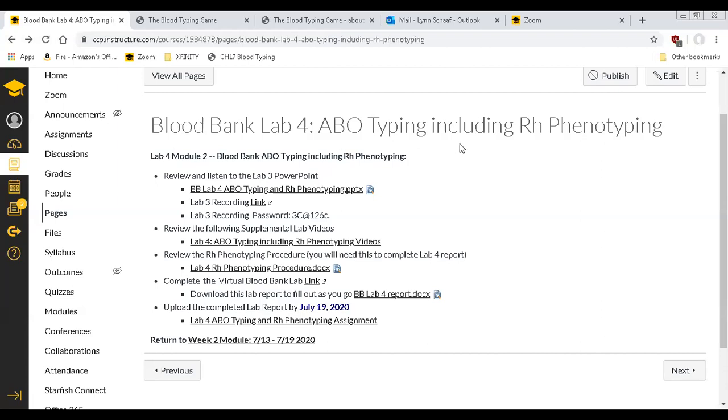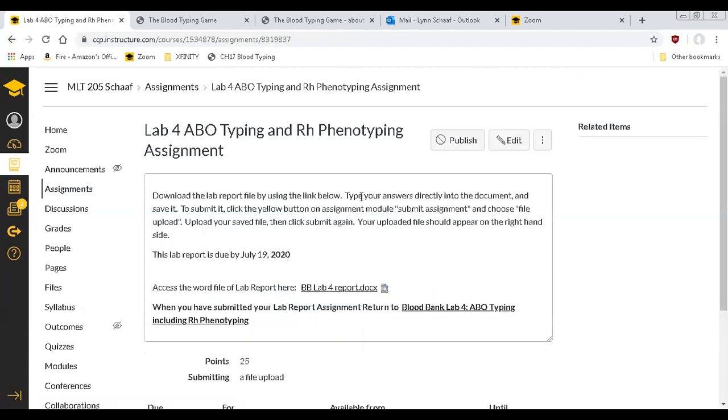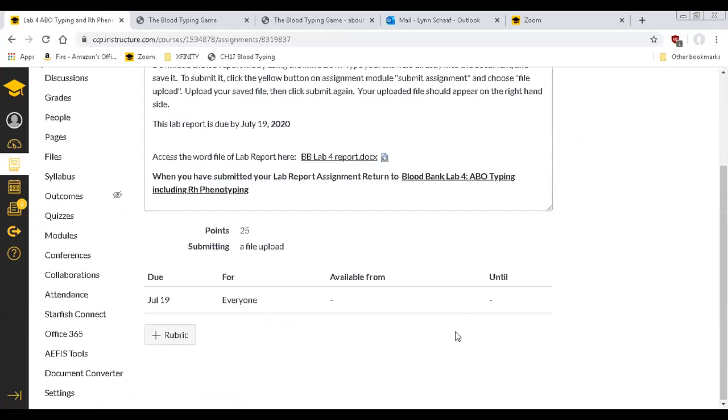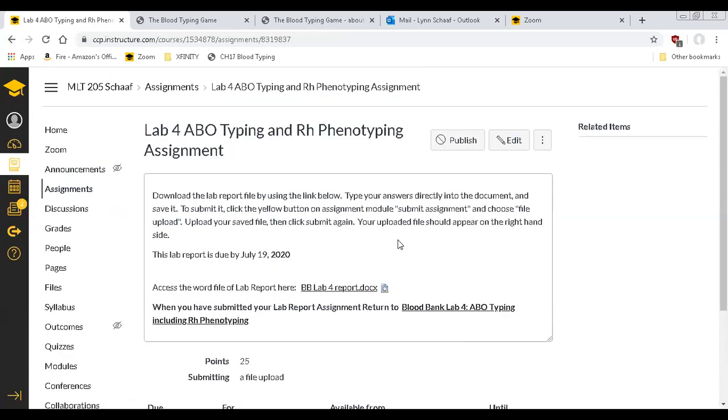So when you go back to your lab 4 module here, you can see you would have downloaded your report here by clicking on the link, typed it as you go when you play the game, and saved all your answers. Then when you're ready to upload, click on the assignment, and the directions are here. So basically yours would look a little bit different. You're going to follow the directions and upload your completed report, and it's worth 25 points as usual.